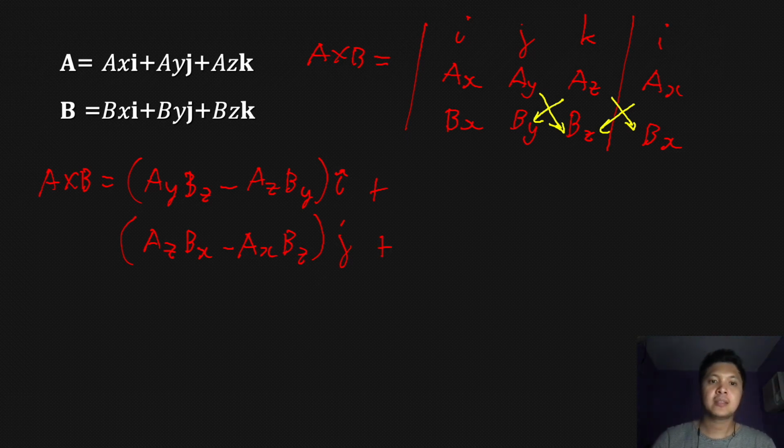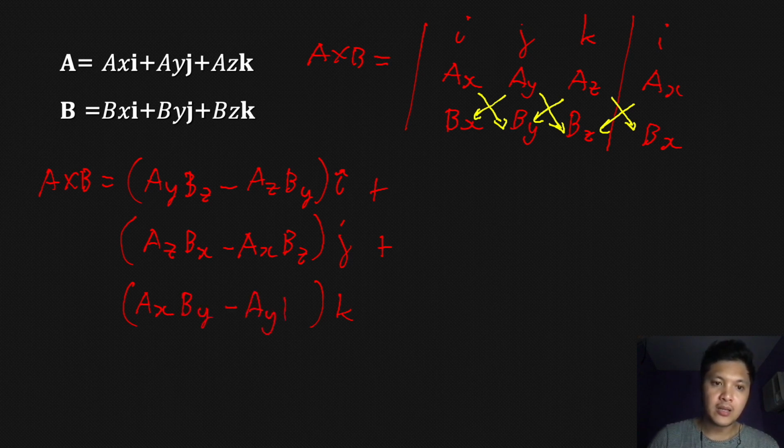Okay, next we have K. To get K, we have to disregard this, and then we do AX BY minus AY BX. Now this is the final answer. We were able to get the cross product, A cross B.